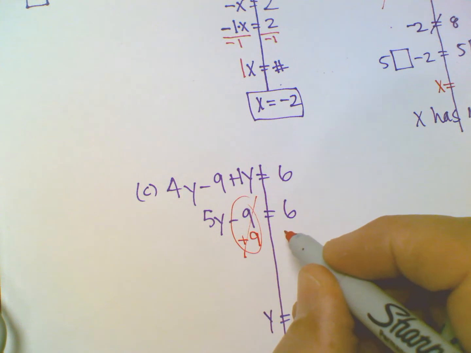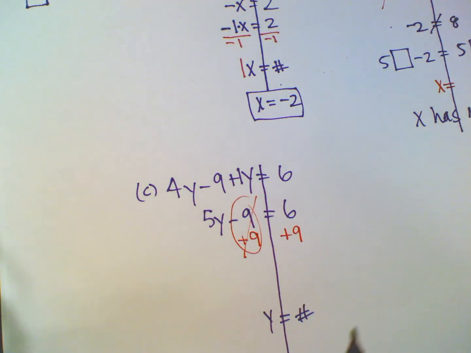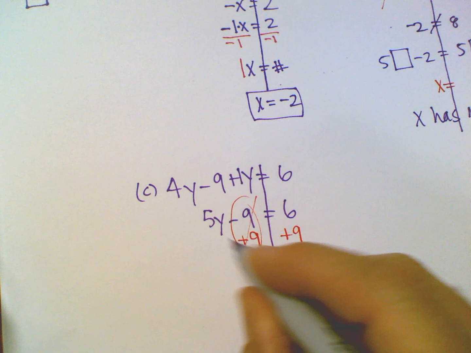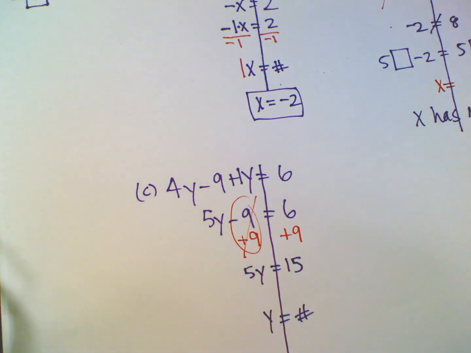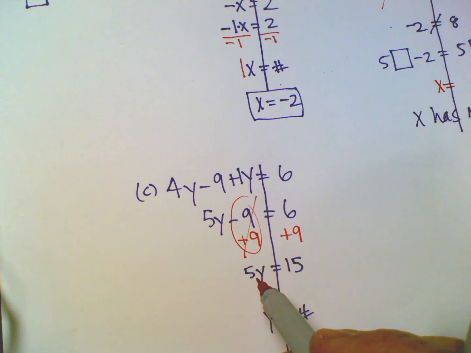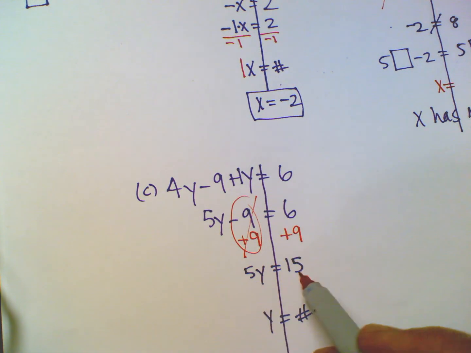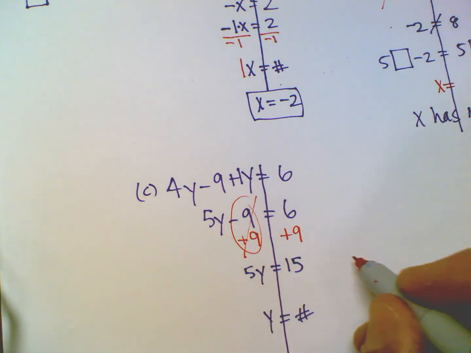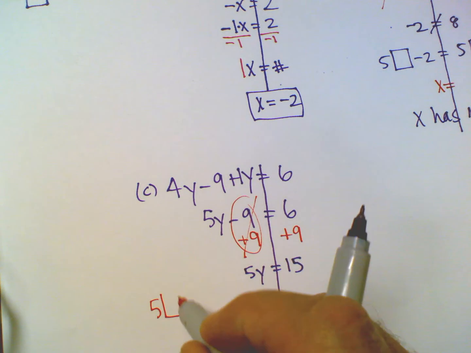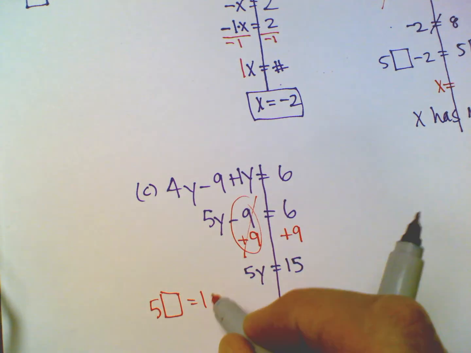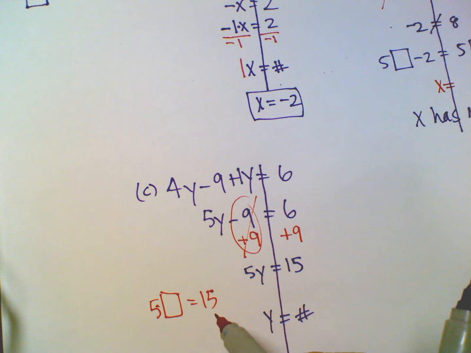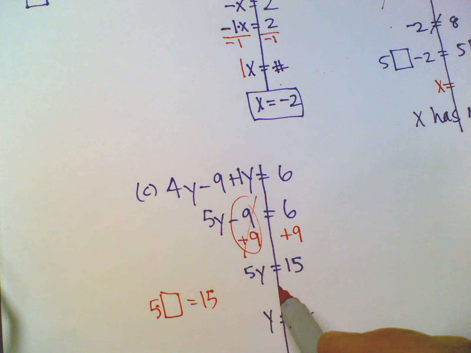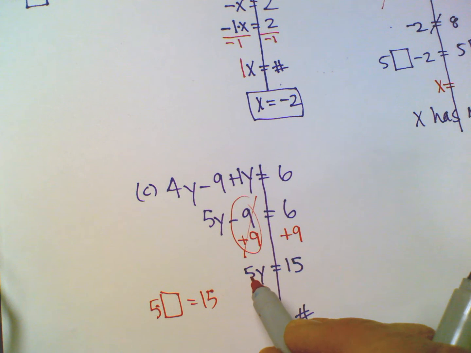But what I do to one side of the equation, I have to do to the other. So now what's left over here is 5y is equal to 15. At this point, you might be able to see it. 5 times something is 15. What do I multiply 5 times to get 15? Well, if we still don't see it, we can always use inverse operations.